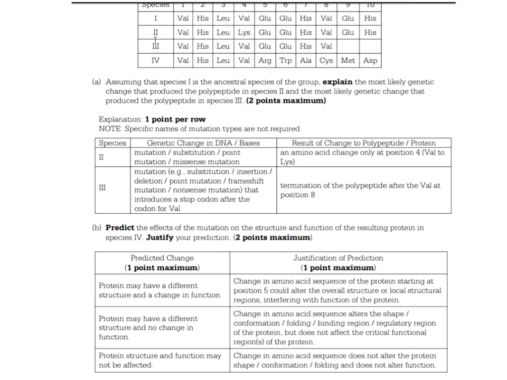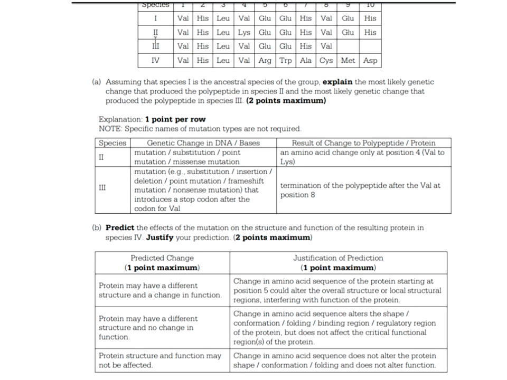justification of this would be because the change in the amino acid sequence of the protein starting at position 5 could alter the overall structure or local structure regions, interfering with the function of the protein, which is ultimately what I would basically say. Anytime we change up the amino acids in the polypeptide, that's going to affect the overall structure of that polypeptide. Okay. If you chose to say that the protein may have a different structure but no change in function, some justification that would have fit is you could have said a change in amino acid sequence alters the shape, conformation, folding, binding region, any of these things, but does not affect the critical function of the protein.